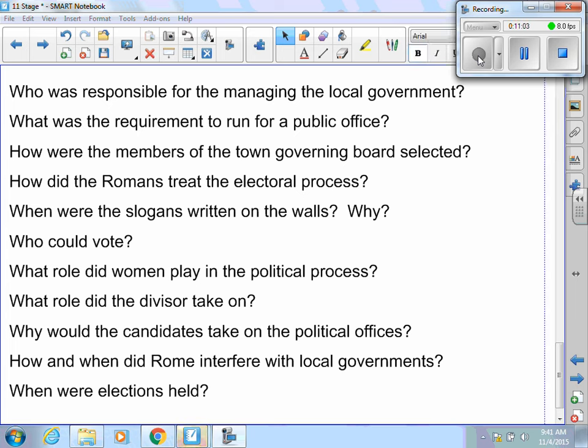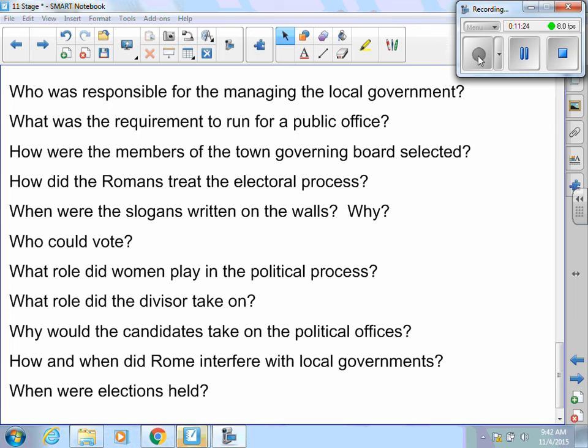You had to be an adult Roman citizen. Remember, teenagers and those younger people were considered Roman citizens by birth, but they couldn't vote unless they were adults. How were the members of the town governing board selected? They were not elected. The members of the town governing board were appointed by the governing board itself.